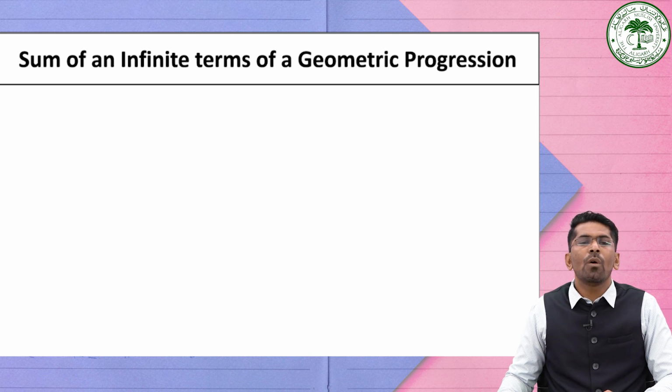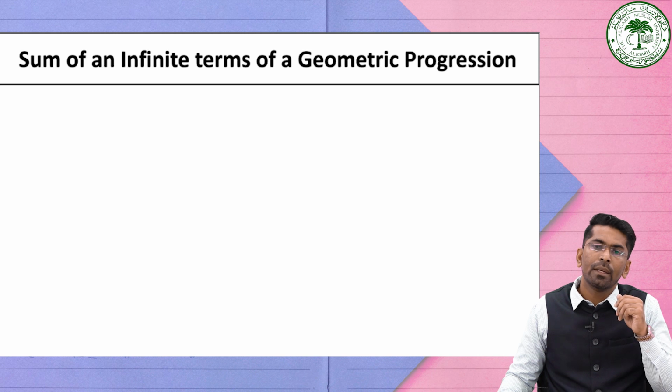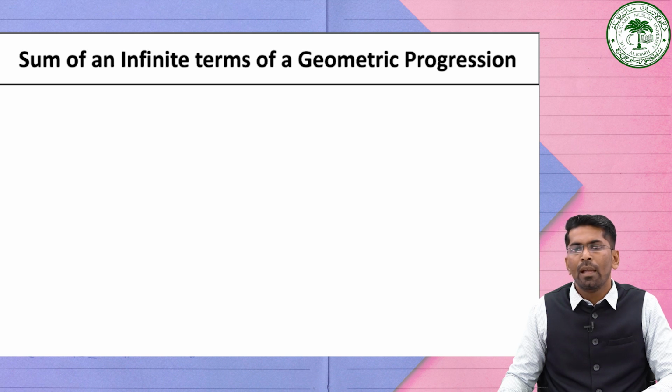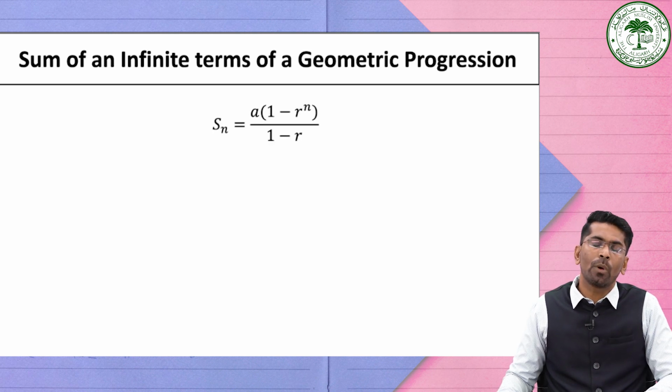Now, if you want to find the sum of infinite terms in a geometric progression: if the number of terms in the geometric progression is not finite, then the geometric progression is called an infinite geometric progression. The formula to find the sum of infinite terms of a given geometric progression can be derived from the equation which we used to find the sum of n terms in the finite geometric progression. See here, the sum we already calculated by using this particular formula, that is a into 1 minus r raised to the power n divided by 1 minus r.